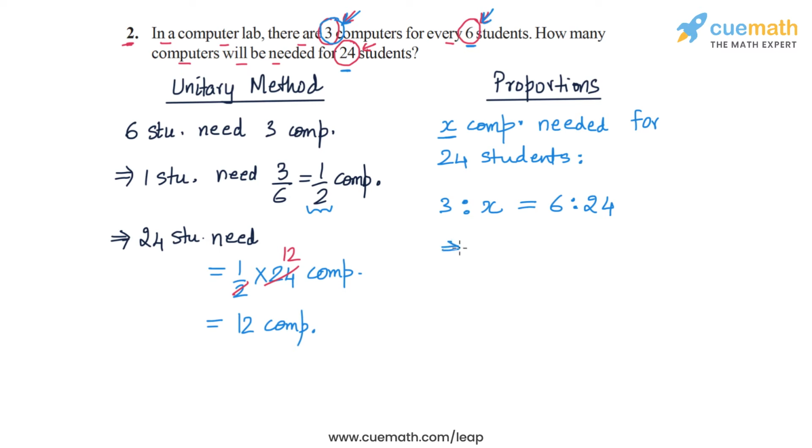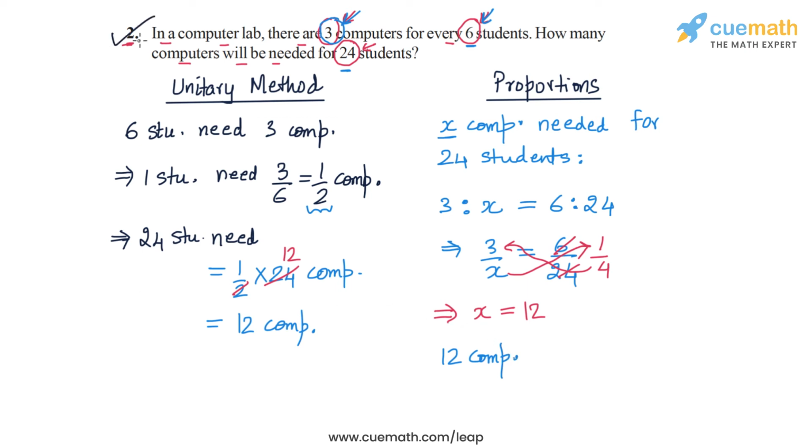3 is to X we can write as 3 by X, and 6 is to 24 we can write as 6 by 24. Now 6 by 24 is actually equal to 1 by 4, and if we cross multiply X with 1 and 4 with 3, we get X is equal to 12. So once again we obtain the answer that 12 computers will be needed for 24 students. This completes question number 2.